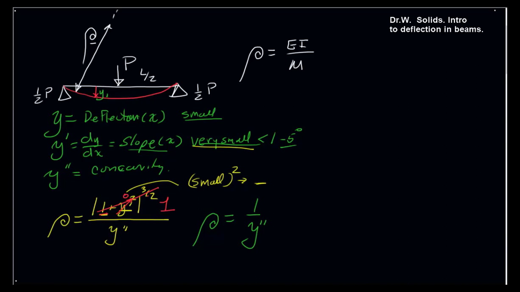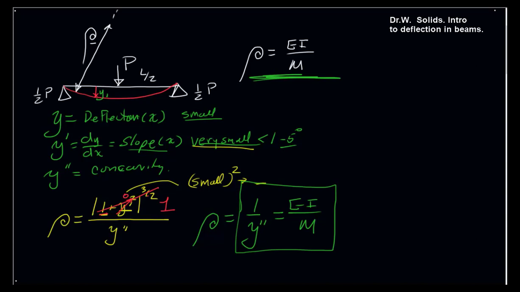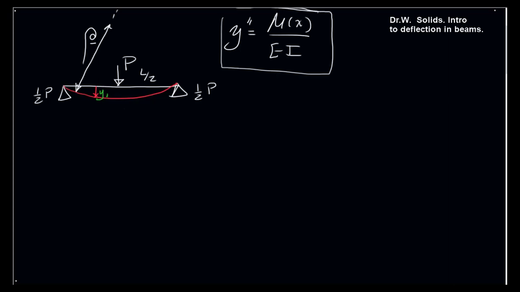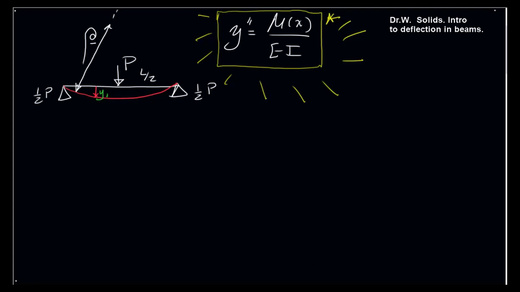But up here, we've also shown that this could be EI over M. With this, we can develop a very useful equation, and that is that y double prime is M as a function of x over EI. Let's see what we can do with that.